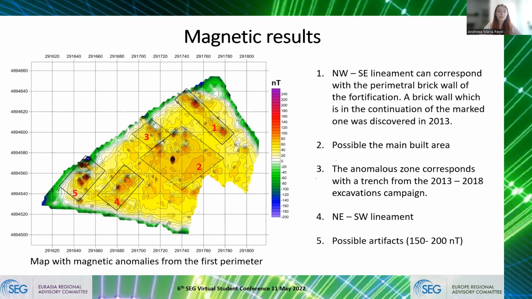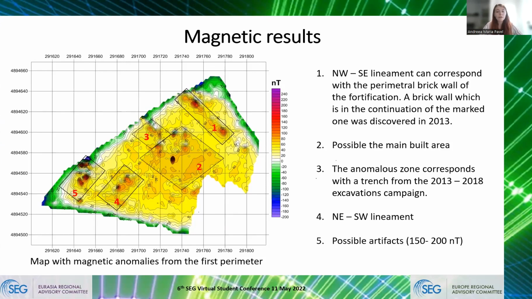Here you can see a magnetic anomaly map we obtained after data processing for perimeter one. I marked on the map some of the anomalous zones, which can be interpreted and taken into consideration. The first zone is a northwest-southeast lineament, which can correspond with a northern brick wall. Also, this wall can be in the continuation of a brick wall discovered in the archaeological excavation campaign in 2014. The second zone is the largest one and can be interpreted as the possible main build area.